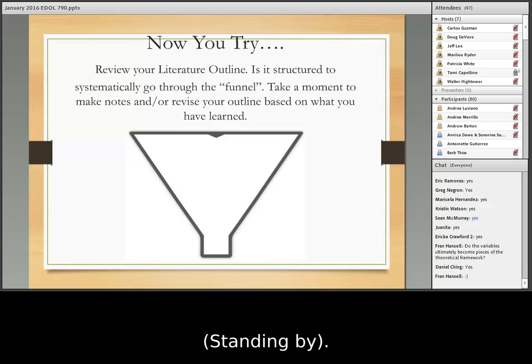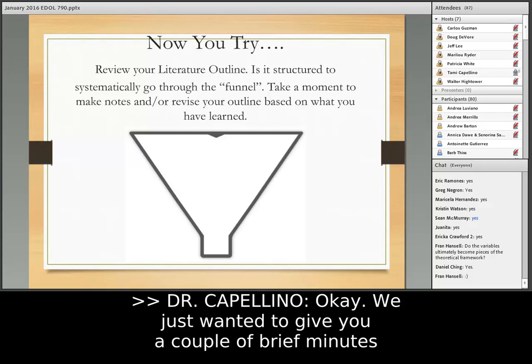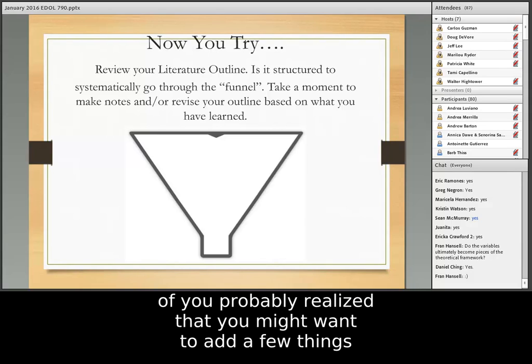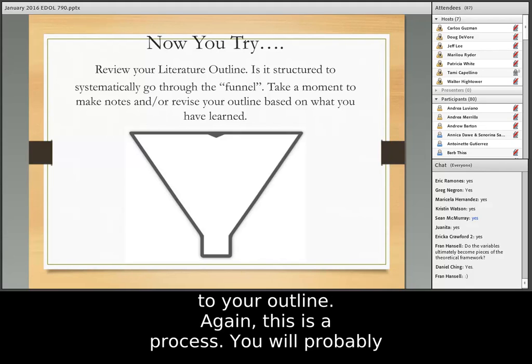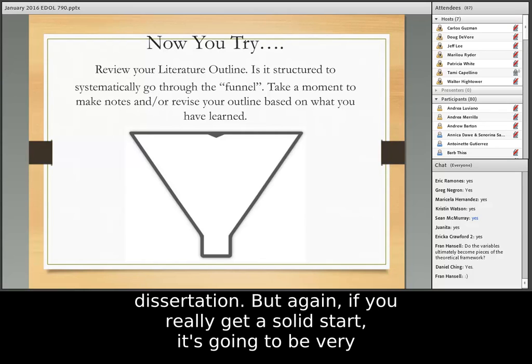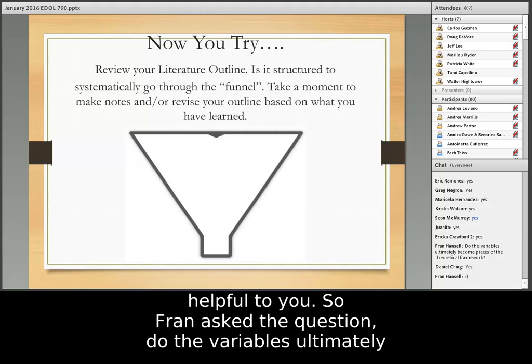Okay, we just wanted to give you a couple brief minutes to write down any additional thoughts. I'm sure some of you probably realize that you might want to add a few things to your outline. Again, this is a process. You will probably continuously change that outline throughout your entire dissertation. But again, if you really get a solid start, it's going to be very helpful to you.